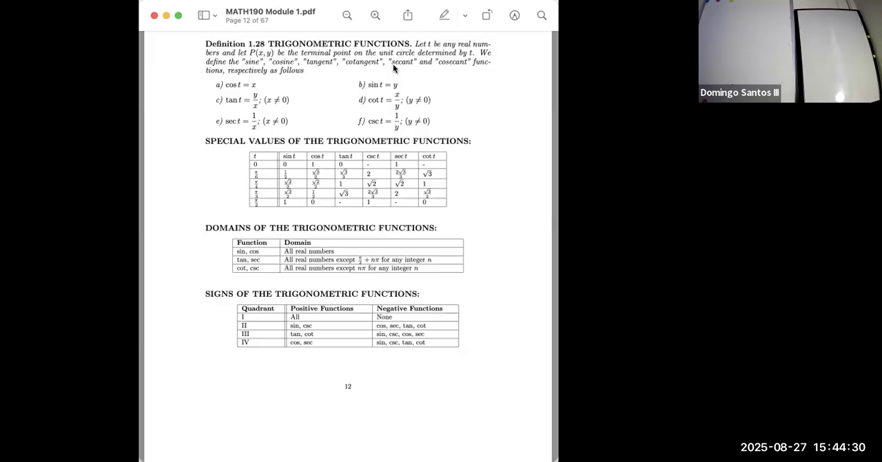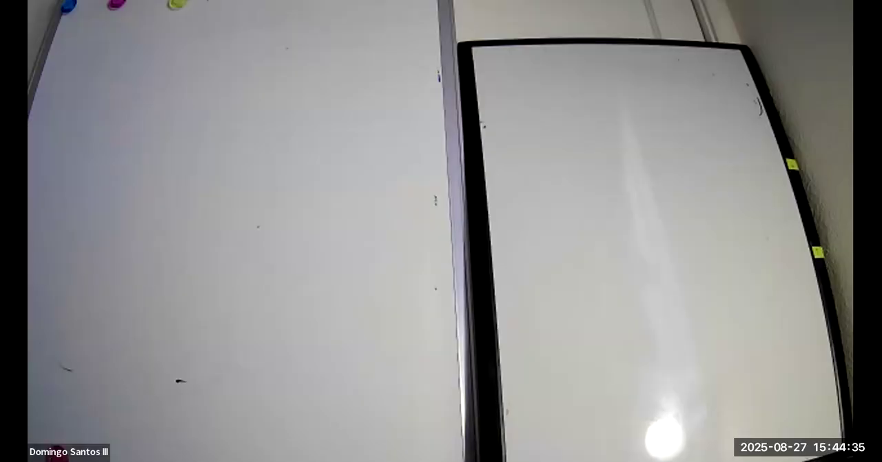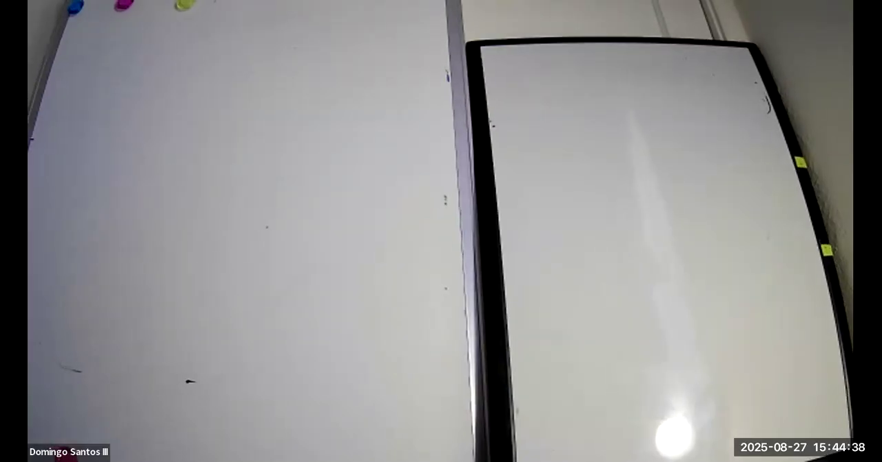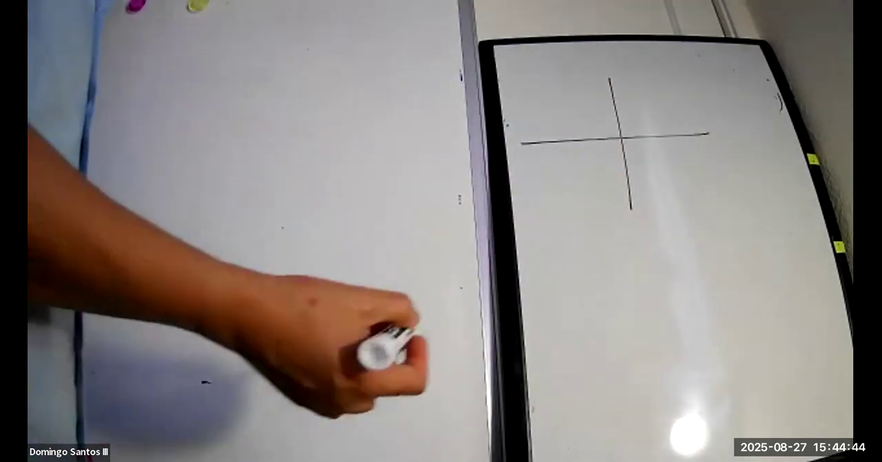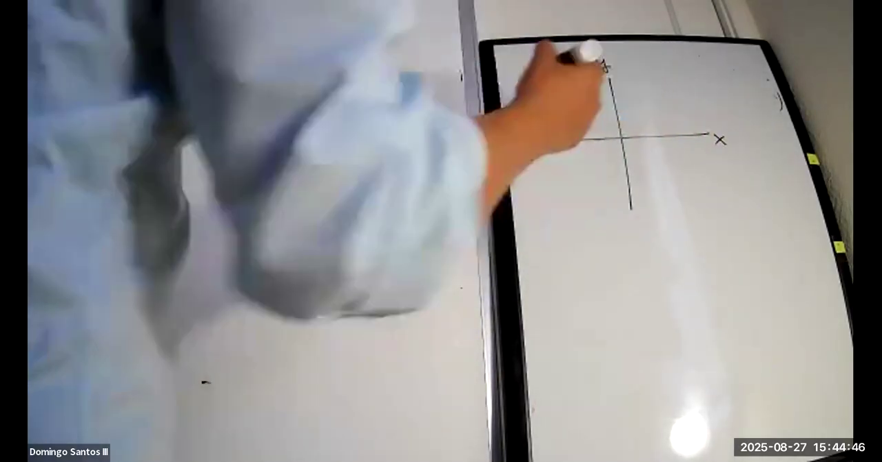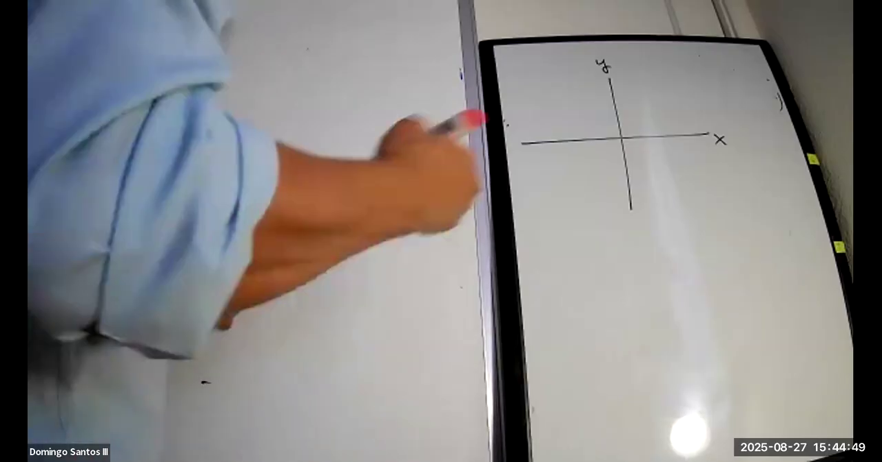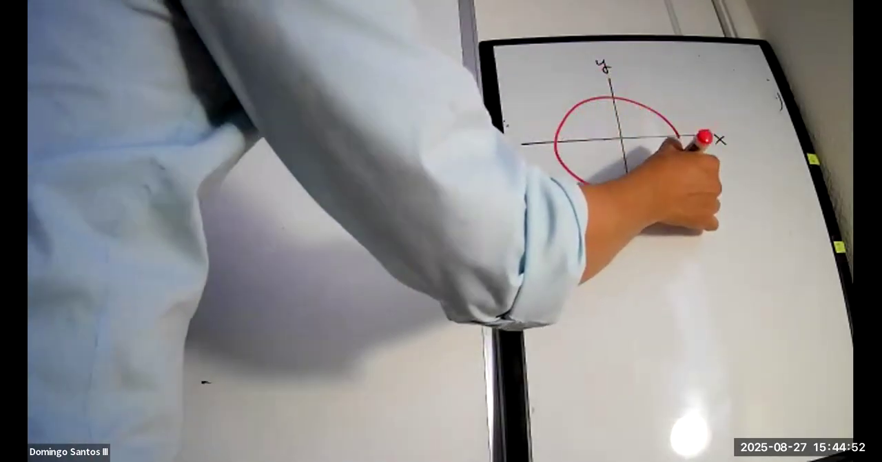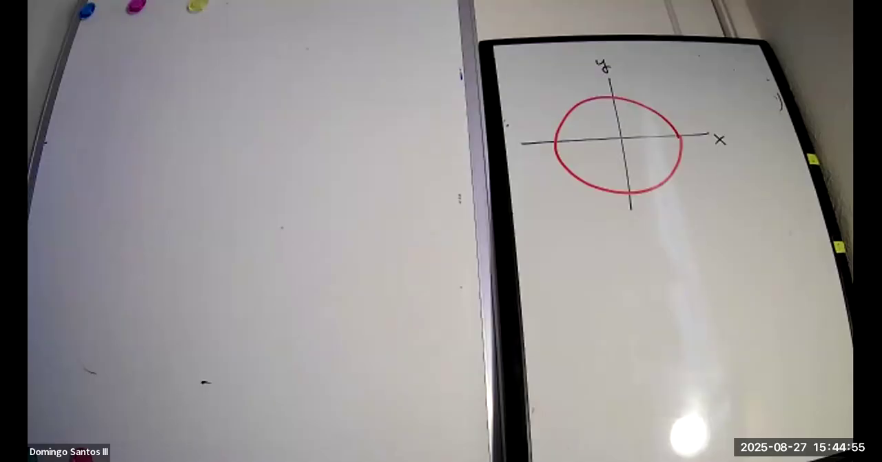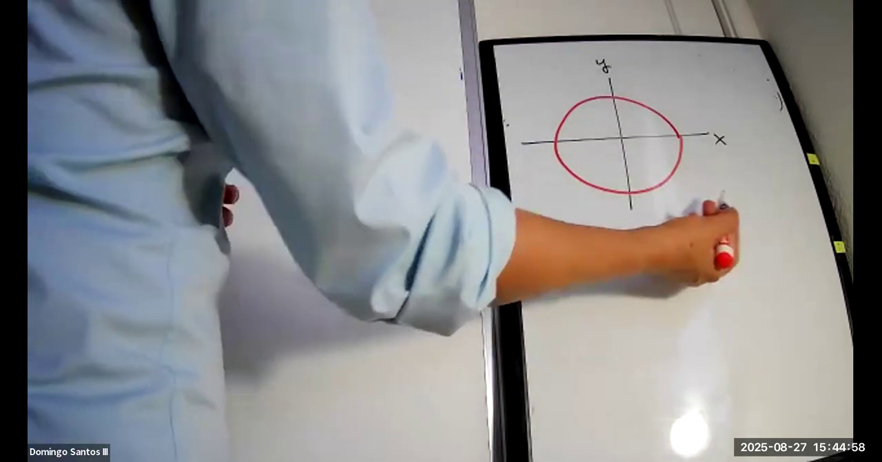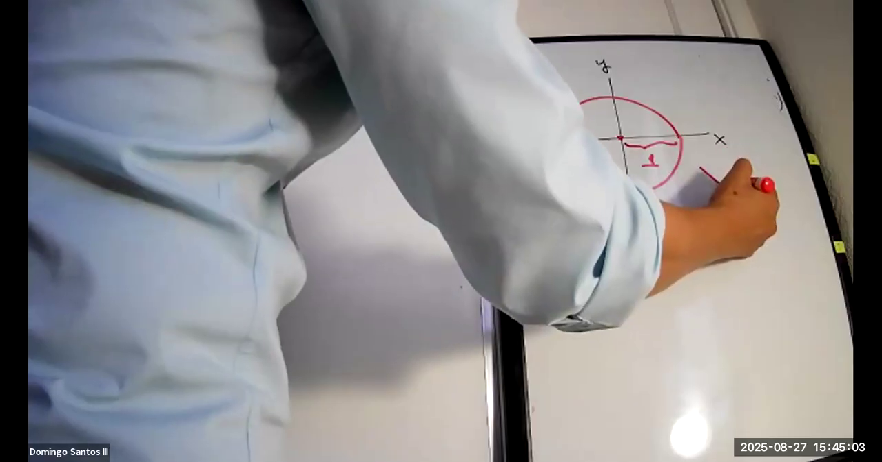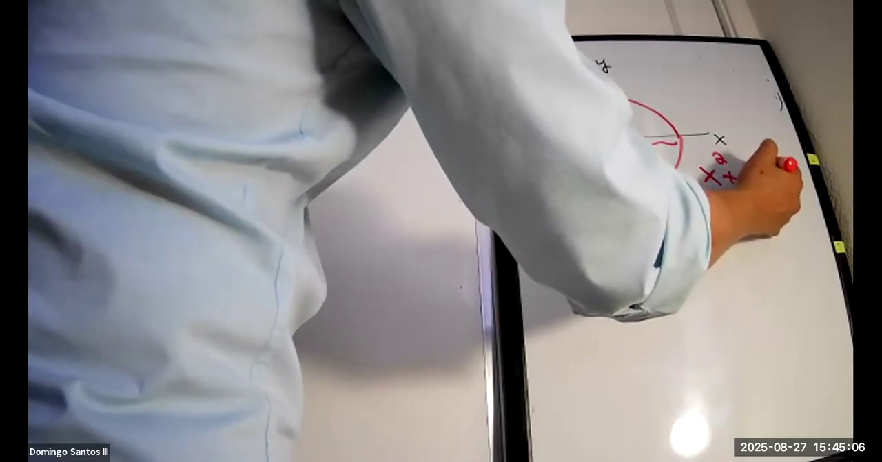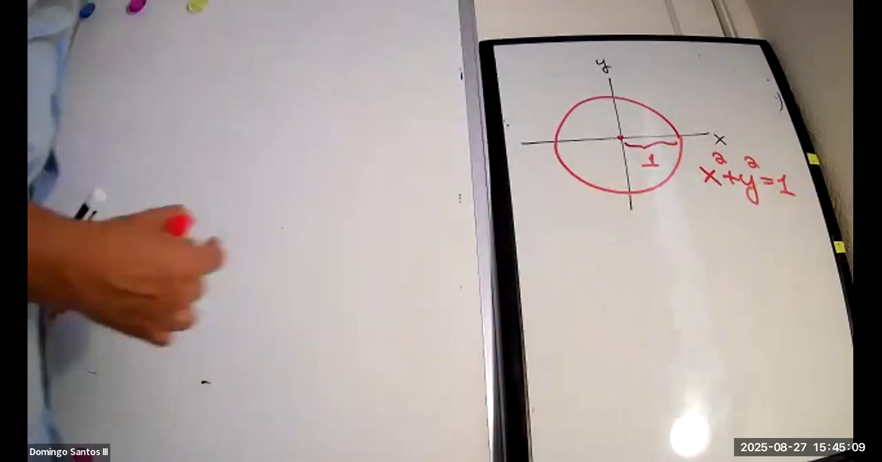Okay, that's like this, if you would recall. With trig, if you would remember, you would start with a unit circle. So this is x, this is y, and you have a unit circle. A unit circle means that it's a circle centered at the origin with radius 1, and it's the equation x squared plus y squared equals 1.